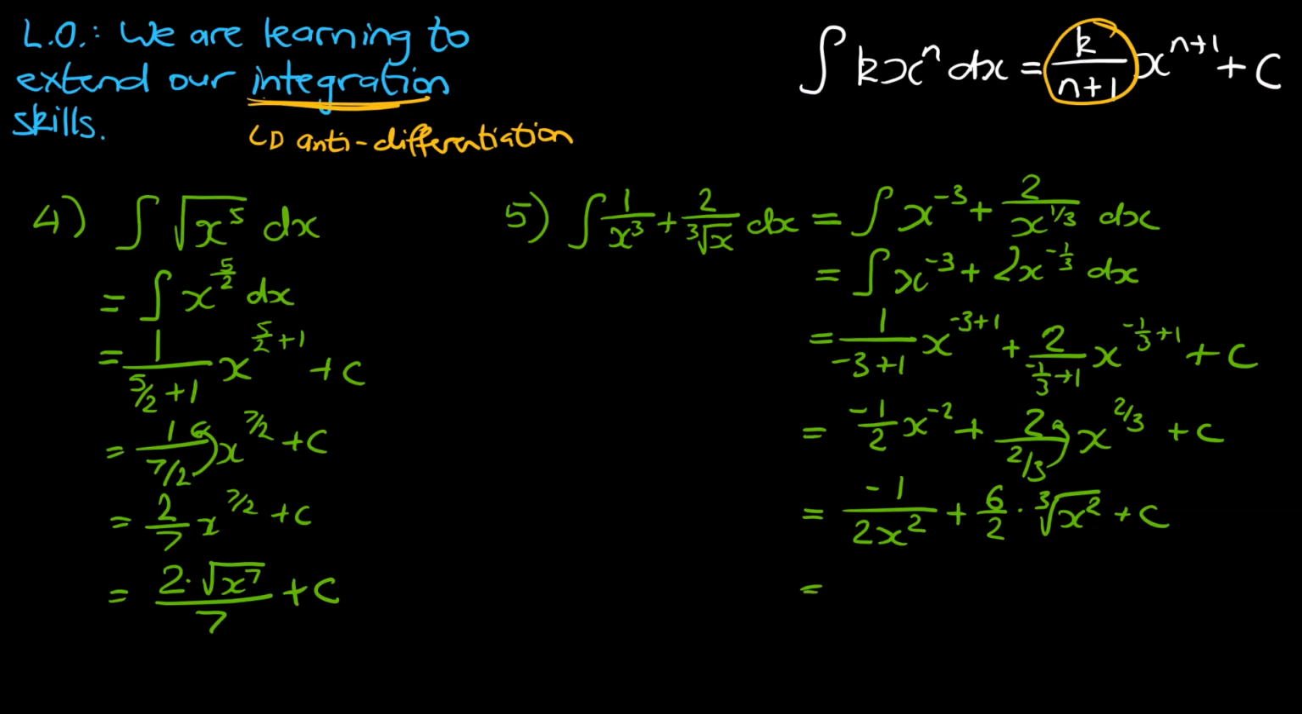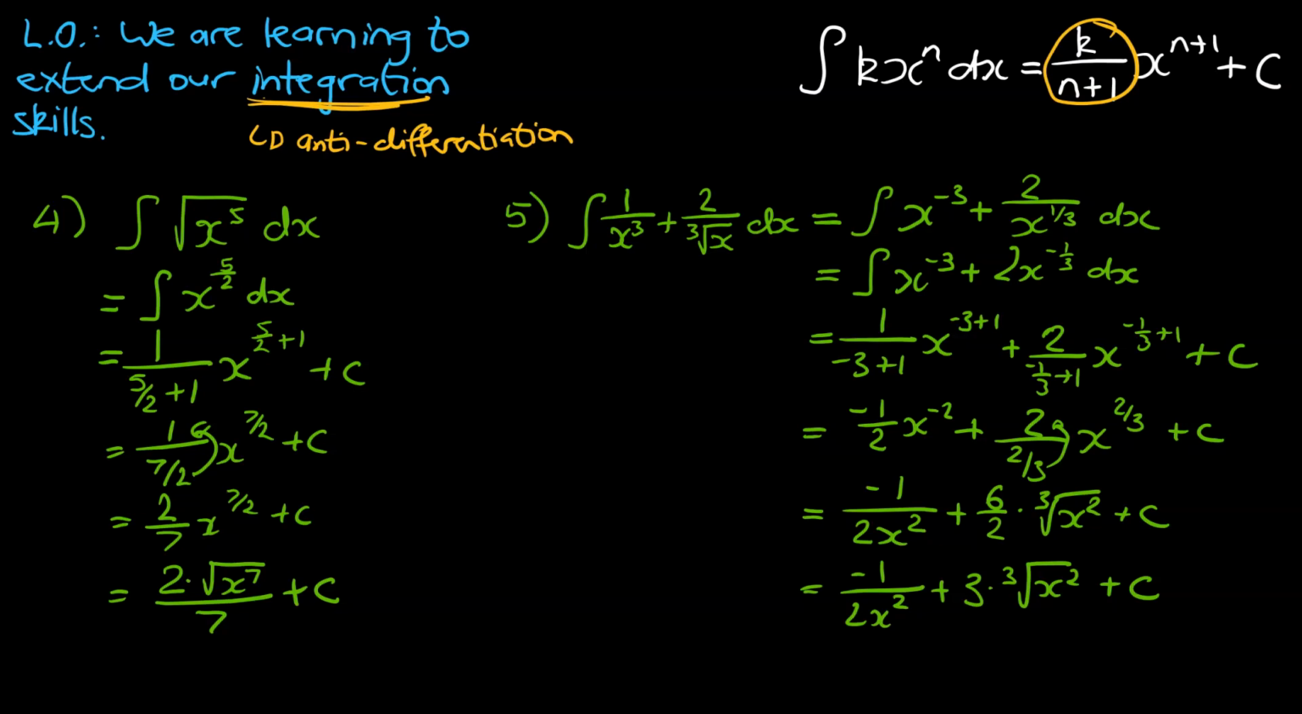We then look to our final step of simplifying. That's 6 divided by 2. That's just 3. So that makes our life a bit easier. So it's going to be negative 1 divided by 2x squared plus 3 times the cube root of x squared. And we're going to add in our unknown constant as well. So that's our last question in today's video.